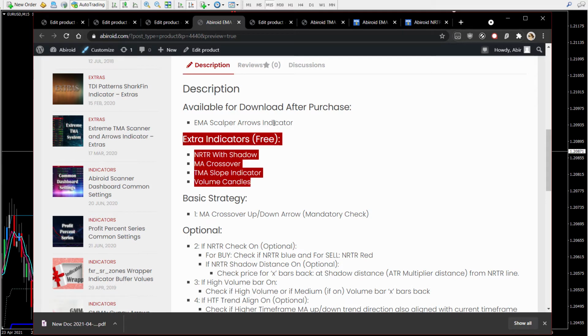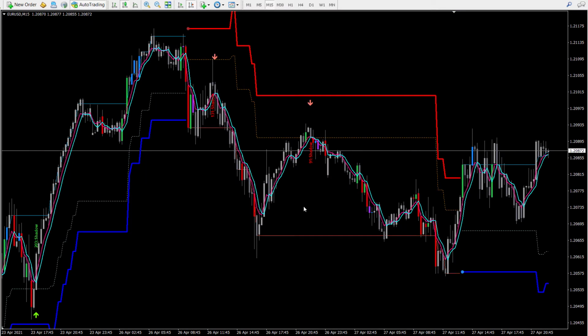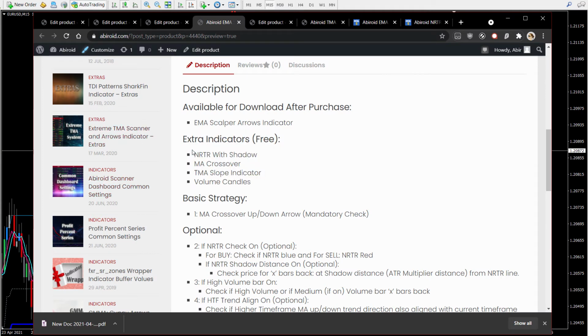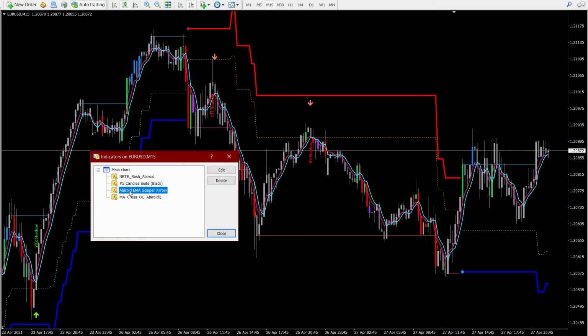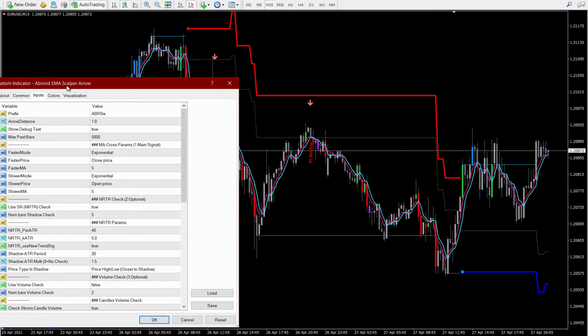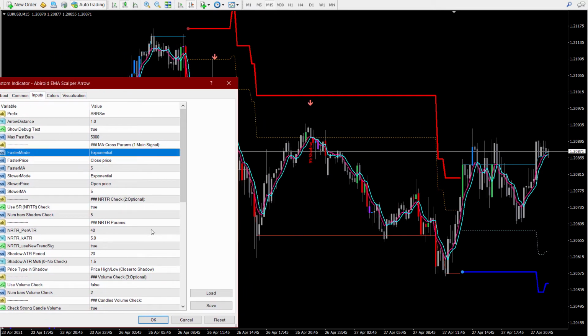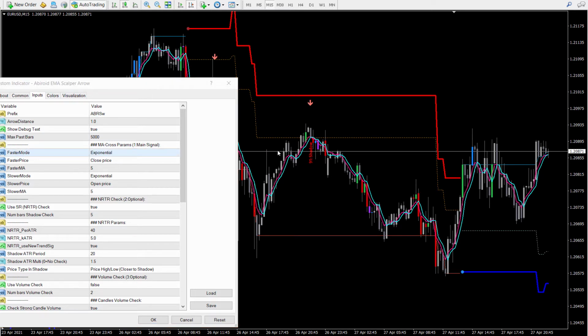So let's go over the basic strategy on how it works. The first signal is the EMA line crossover signal, which is the main signal. So it's mandatory. I'll go over the settings. In EMA there is a faster EMA and there is a slower EMA.